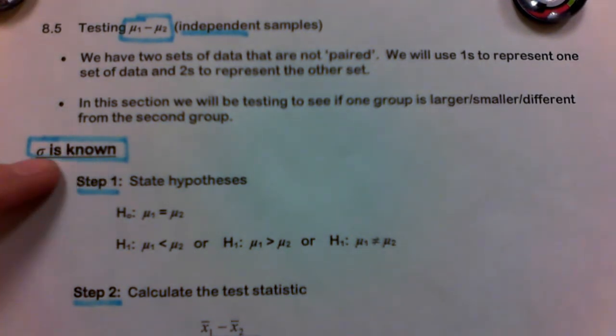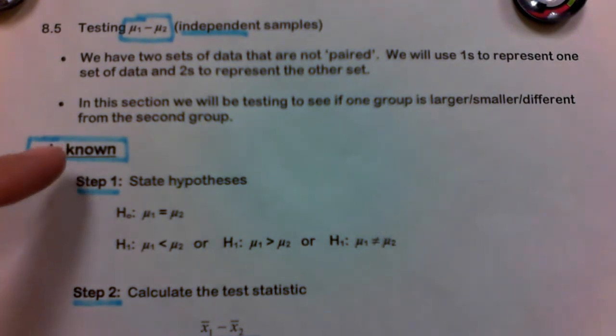Now, sigma is known, so right there I know I'm going to calculate a z-value and I'm going to use the z-table. So that's very important right there.